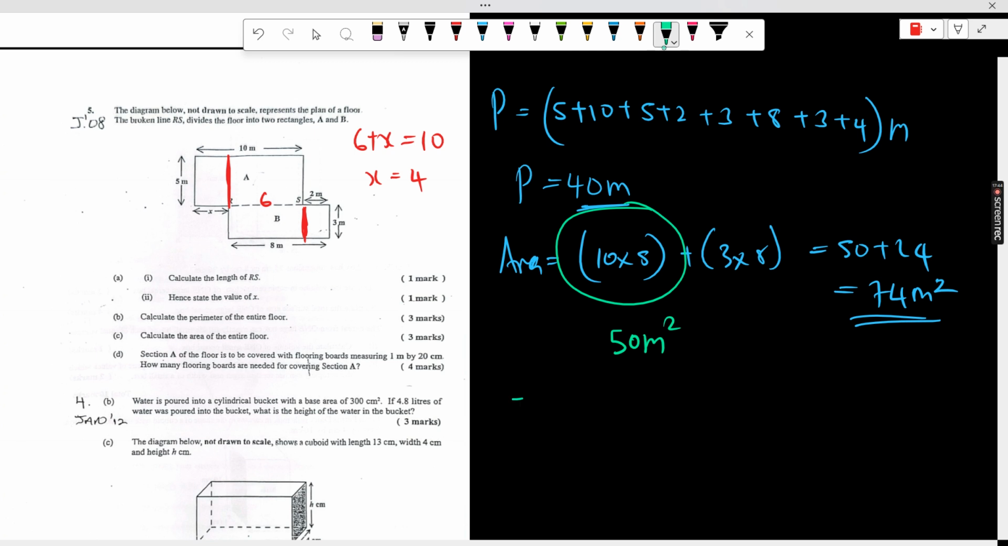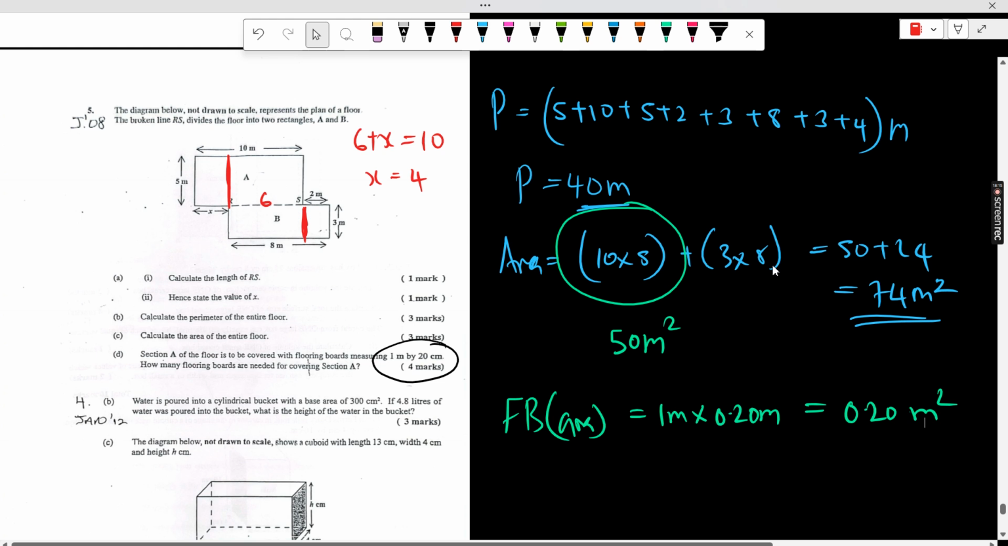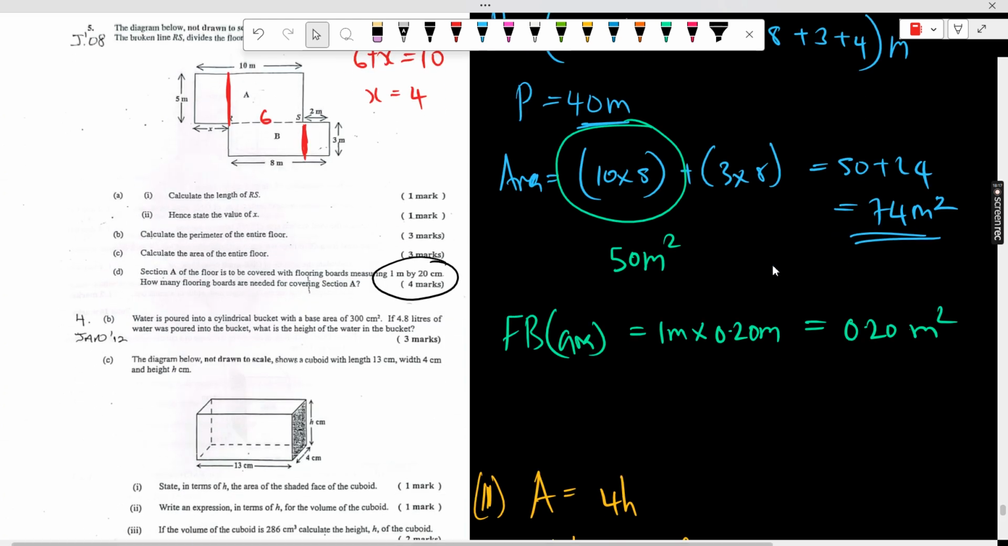For the flooring boards, let's call that FB. The area of the flooring boards is given as 1 meter by 20 centimeters. So let's put that into both units in meters. The area of the flooring board is going to be 1 meter by 0.20 meters, which gives us 0.20 meters squared. Right? You following so far? Yes, sir. So that is the area of one flooring board.